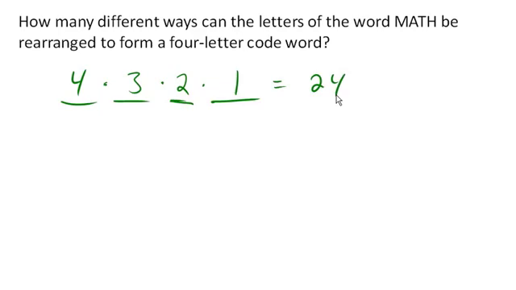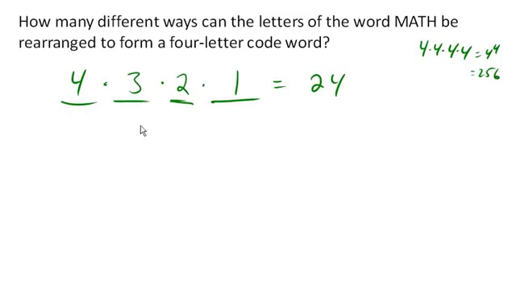Now, notice that's different than saying use the letters from math and you can have repeats. If we could have repeats, we'd have 4 times 4 times 4 times 4, or 4 to the 4th, different code words, and that'd be 256 different code words. We'd have a lot more if we allowed repeats, but here we're not allowing repeats. We end up with 24 possibilities.